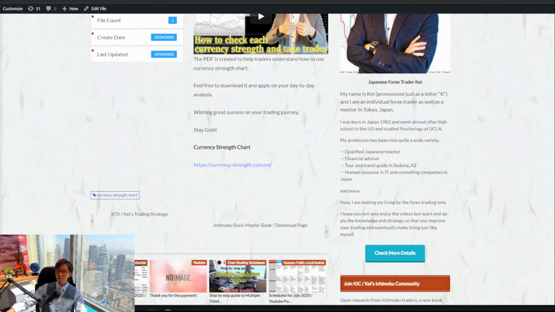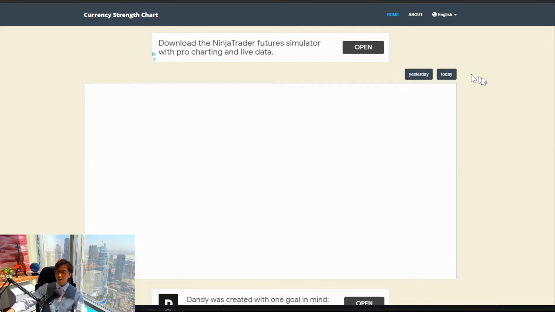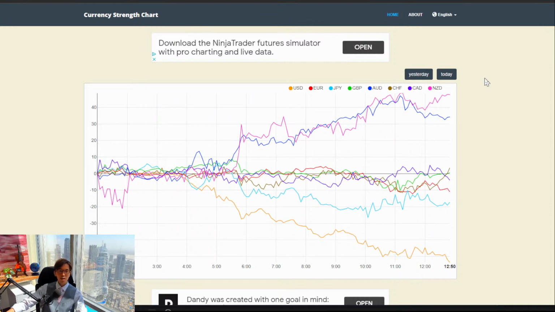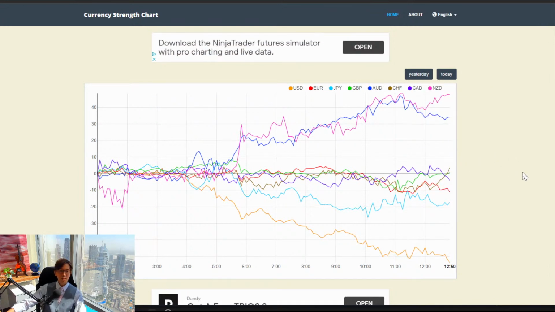So I do use the strength chart every day, but I don't trade by this. My trades are always based on the technical analysis on the chart, and I only use this strength chart as a reference because this is relative to other currencies' strengths. So that means it can change anytime. So that's why I prefer to follow the price action and Ichimoku and the technical analysis.